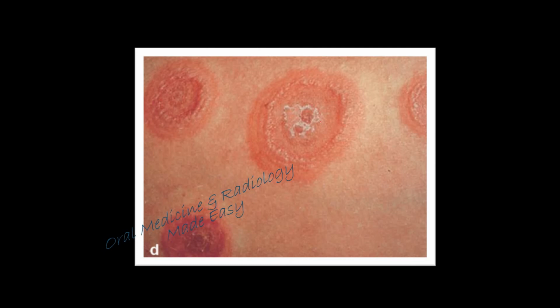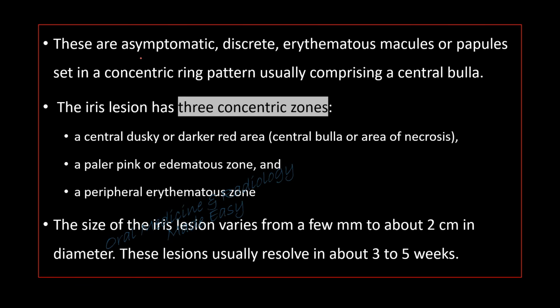So this is how it appears. This is the center region, which consists of a necrotic area, then there is a pale region, and then there is a red ring. So this is how the target lesions appear. These are asymptomatic, discrete erythematous macules set in a concentric ring pattern, usually comprising a central bulla.